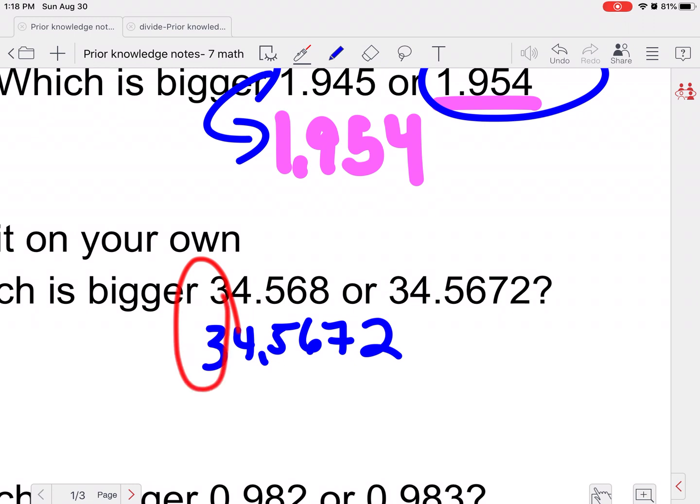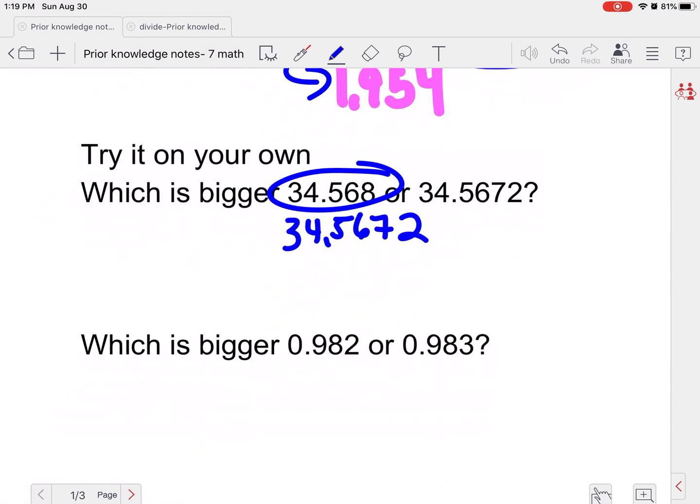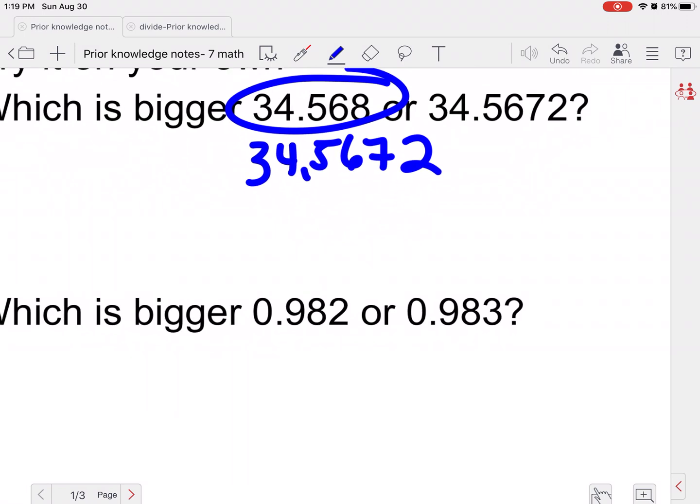And again, I'm going to compare left to right. So 3 is the same, 4 is the same, 5 is the same, 6 is the same. But 8 and 7 are not the same. So I just look at which number is bigger. Since 8 is bigger in that case, I know that 34.568 is the bigger number out of these two. Okay. Again, same idea here.